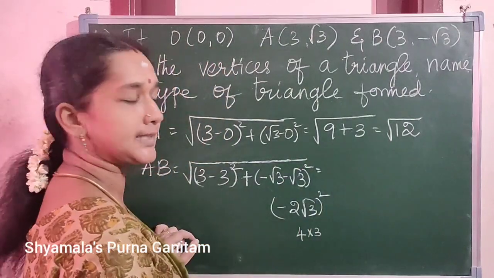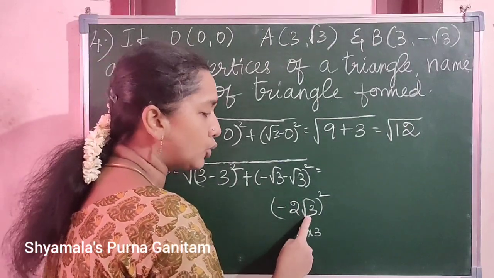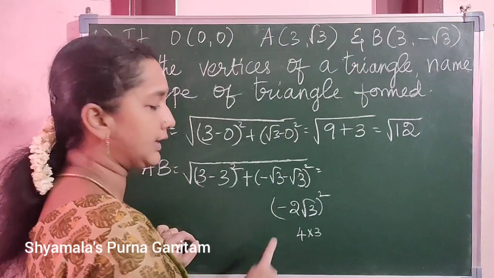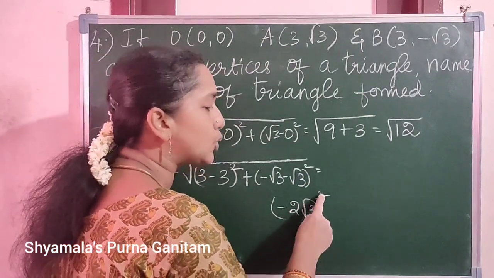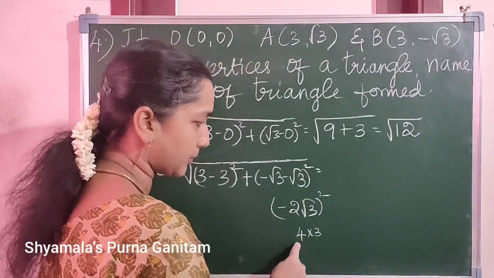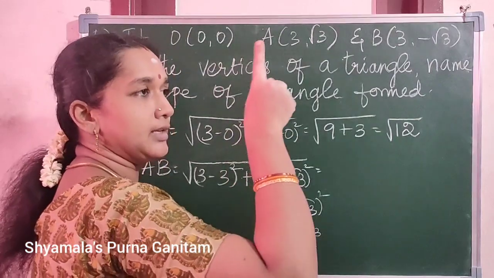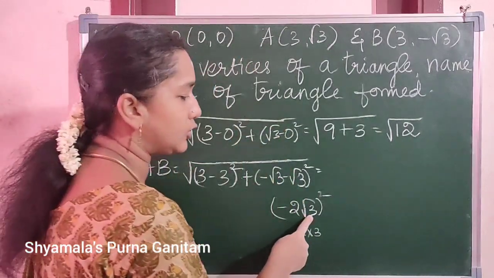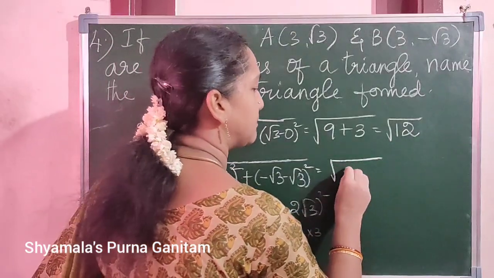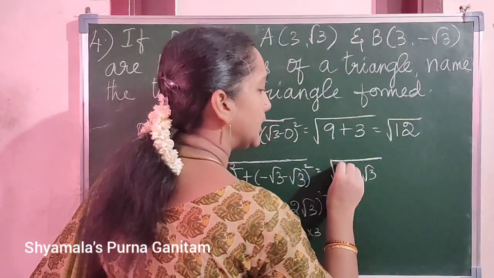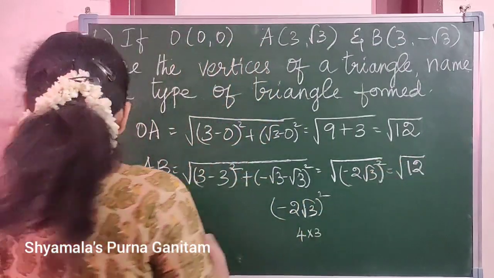One more time I will say, this is root 3 minus root 3. So minus 2 root 3 whole squared you will get. Minus 2 the whole squared is 2 2s are 4. Root 3 the whole squared, when square and root get cancelled, you will get only 3. So 4 3s are 12. So you will get minus 2 root 3 the whole squared, that is equal to root 12. Understood how you got this?